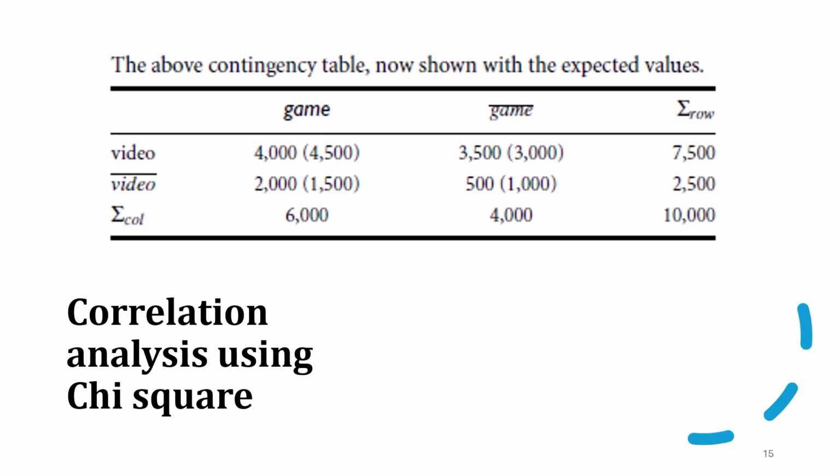The above contingency table is now shown with the expected values. Observed values are outside the brackets. Inside the brackets, expected values are given.